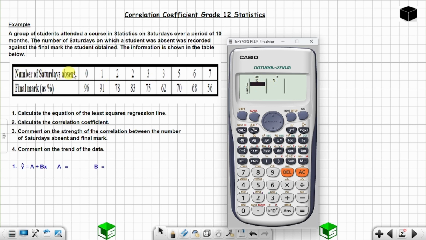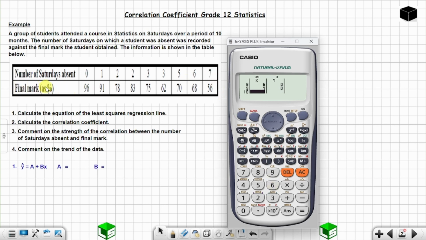This is your X and this is your Y. Your X is the number of Saturdays absent, and Y is the final mark. So you have 0. You press equal to insert it. After that, you have 1, then 2 and 2 again. Carry on until 7. Now we are going to insert Y.